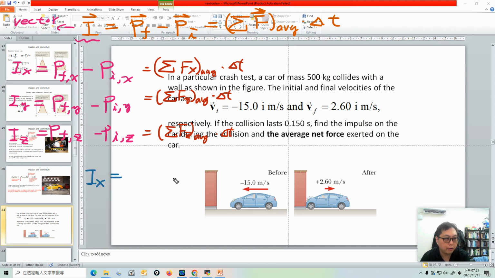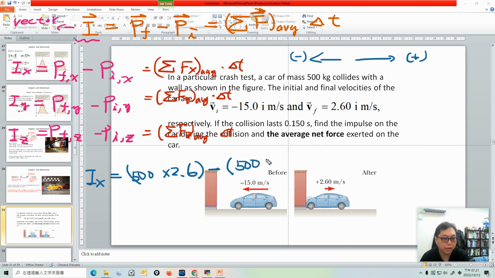So the impulse in the x direction is the final state x component. The final velocity is 2.6 to the right. We assume right is positive, left is negative. So the mass is 500 kilograms times 2.6, minus the initial state, where the mass is the same and the velocity is minus 15.0. Be careful of this sign, because left is negative and right is positive. This is your impulse.